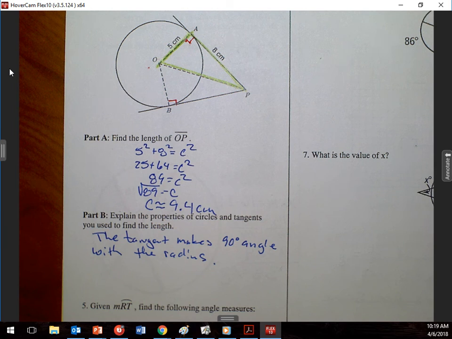All right. Are we ready to move on to the next one, number 5? You guys finished writing that down? Yes. Okay. So let's take a look at number 5 now.